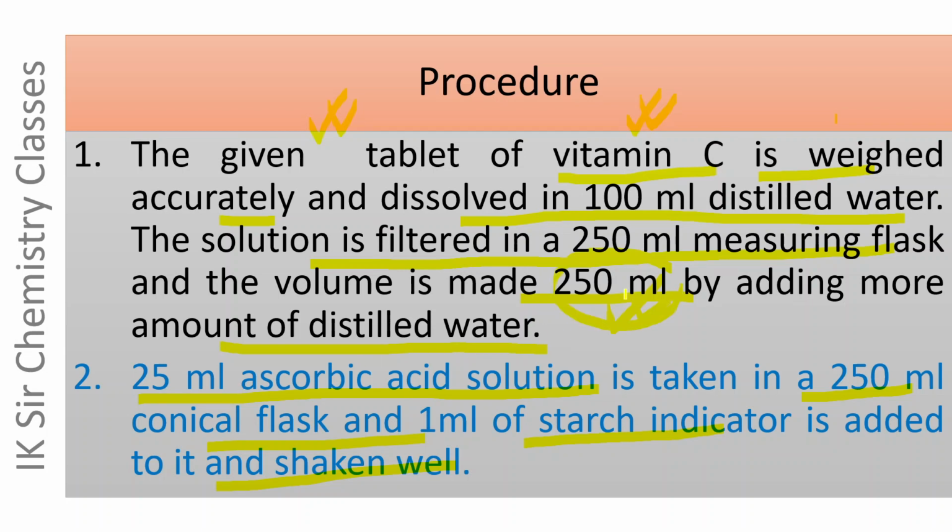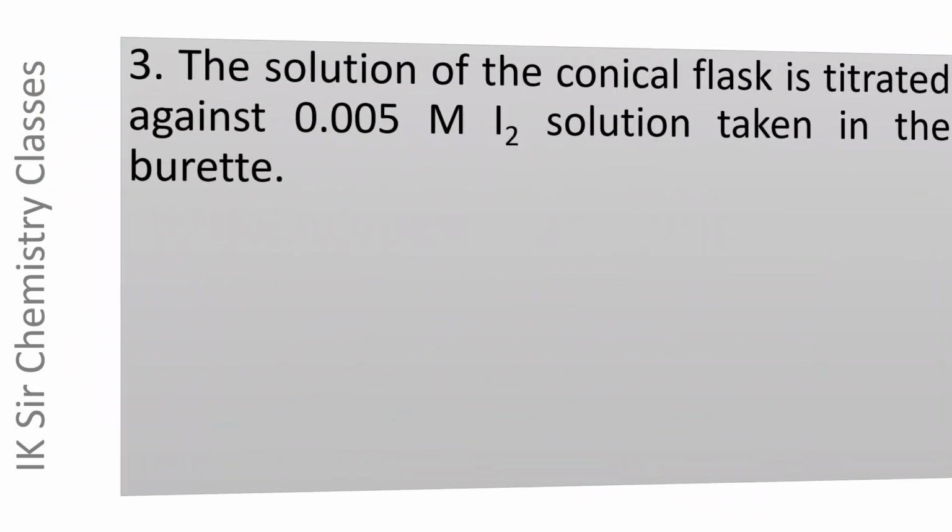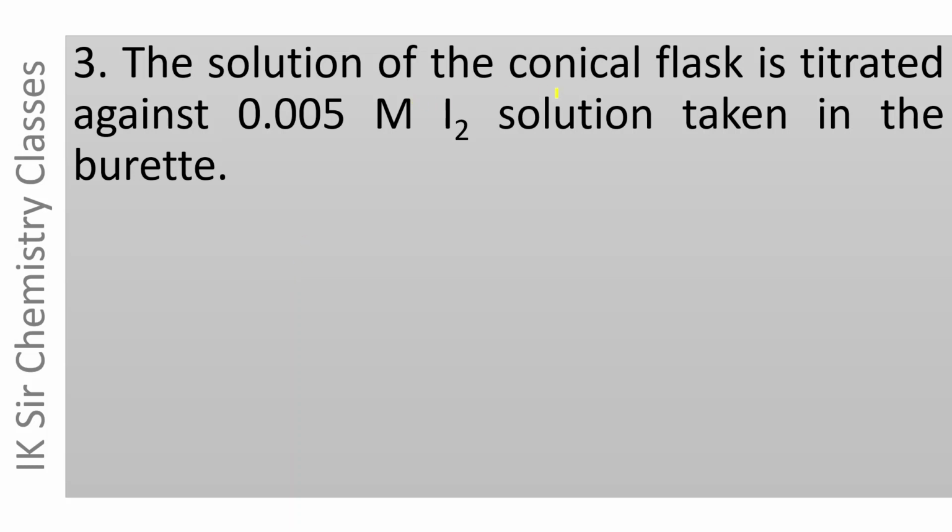25 ml of this ascorbic acid solution is taken in a conical flask of 250 ml and 1 ml starch indicator is added to it and shaken well. Then the solution in the conical flask containing ascorbic acid solution and starch indicator is titrated against 0.005 molar iodine solution which has been taken in the burette.